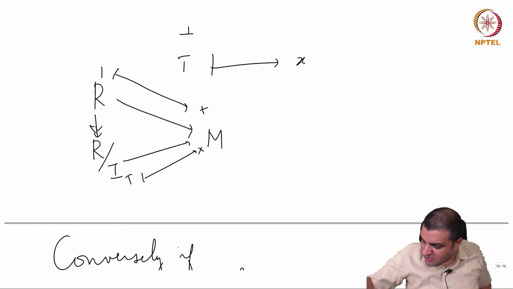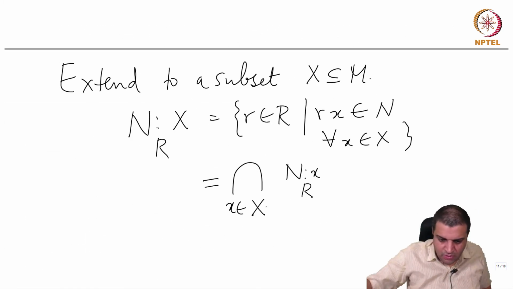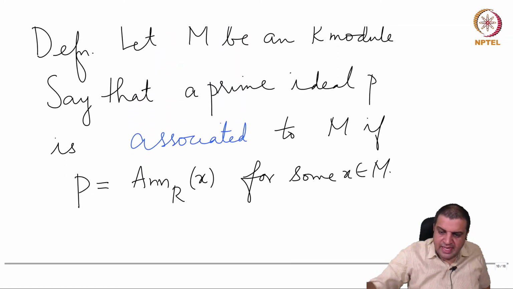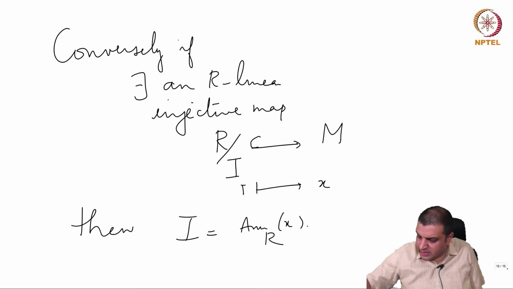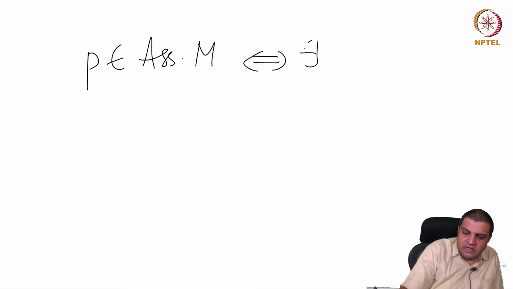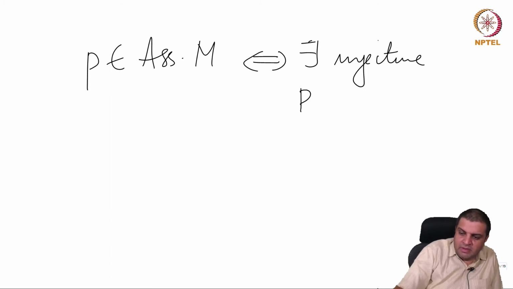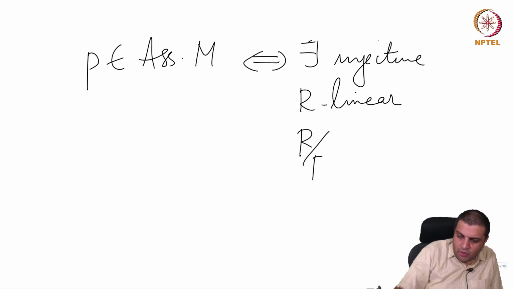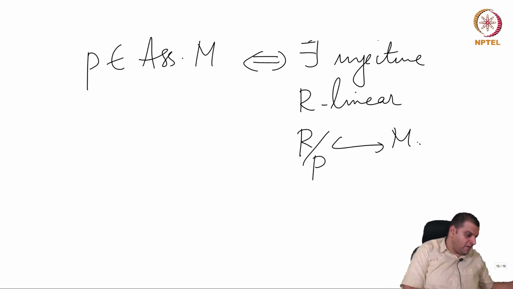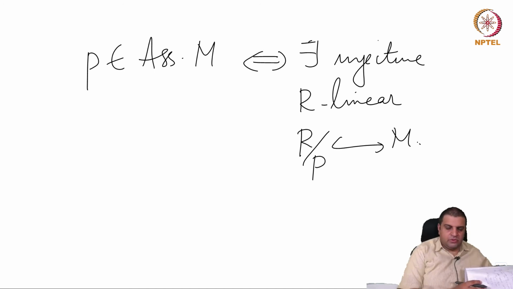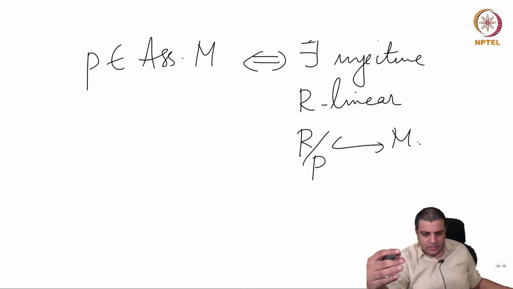So why did we say all these things? We were discussing associated primes, and what was the definition of associated primes? We say that P is an associated prime if P is the annihilator of some x inside M. So now we can rewrite: P is associated to M if and only if there exists an injective R-linear map from R mod P to M. And quite often this is how we use it. So this is what we mean by an associated prime. Remember, we are trying to refine the idea of an irreducible decomposition, and we are slowly progressing towards that.